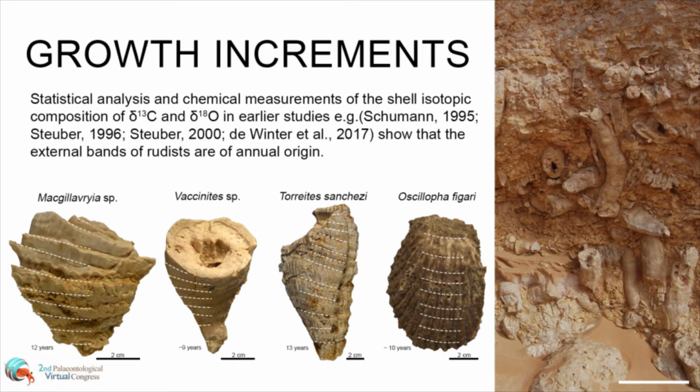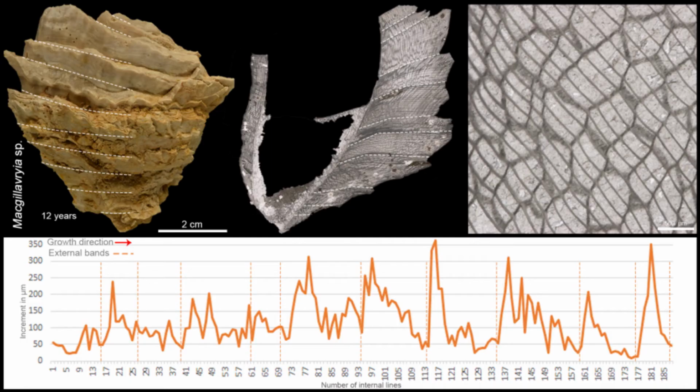Statistical analysis and chemical measurements of the shell isotopic composition of stable carbon and oxygen in previous studies show that the external bands of rudists are of annual origin, and each species would have different growth rates. Based on that, I will carry out a cross-validation of internal increment counts to assess their matching with the outer growth bands, assuming that each internal line corresponds to one day.